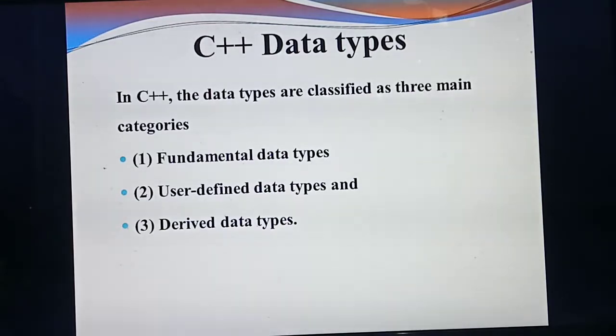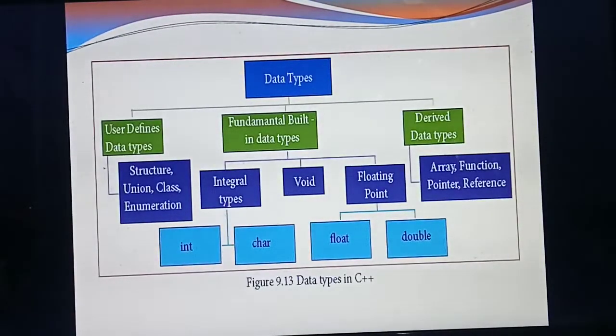Very important question: C++ data types are mainly divided into how many categories? Three main categories. What are they? Fundamental data type, user defined data type and derived data type. The same thing is mentioned in the diagram. Normally in C++, data types are divided into three main categories: user defined data type, fundamental, whose other name is built-in data type, and derived data type.